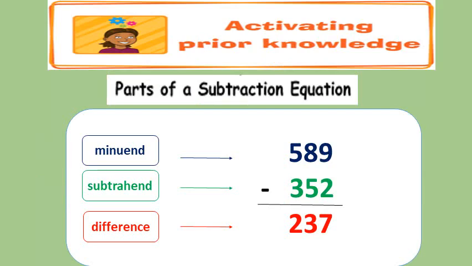Let's remember the parts of the subtraction equation. In any subtraction sentence, you have 3 numbers. One is big, the one you start with, and then one you take away from the big number, and then you find the difference or the leftover. Here my big number is 589, and then I take away from it 352, and my difference is 237. So I have to put my ones under the ones, tens under the tens, hundreds under the hundreds. Then I start my subtraction sentence from the ones.